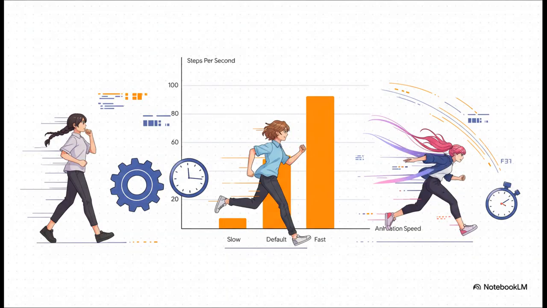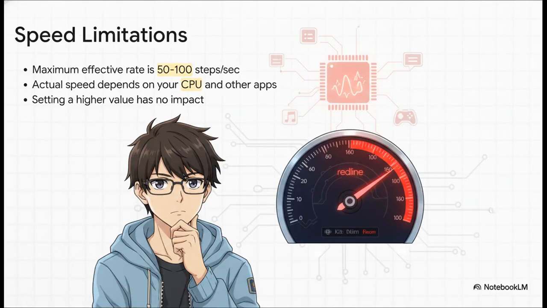So let's see what that actually looks like. If you set app.stepsPerSecond down to something like 10, things are going to move pretty slowly, very deliberately. At the default of 30, you get that standard, smooth animation we talked about. But if you crank it up to 60, well, you'll get much faster, more fluid motion. The control is completely in your hands. But there is a catch. You can't just set this to 1,000,000 and expect light speed animation. Your computer's processor, your CPU, and whatever other apps are running, they create a bottleneck. Realistically, the fastest you can probably go is somewhere between 50 and 100 steps per second. If you set it any higher than that, it probably won't have any effect.